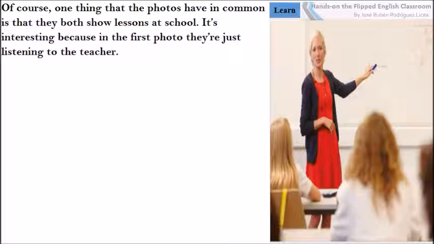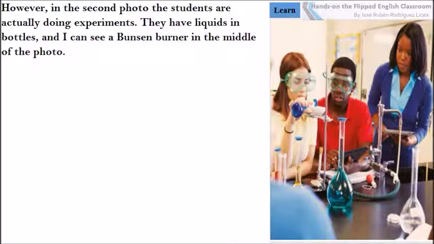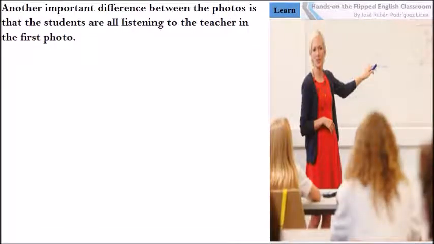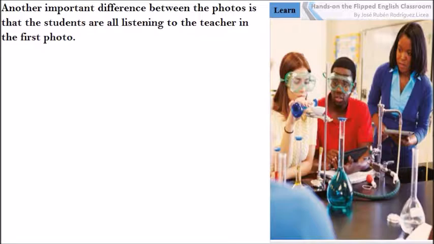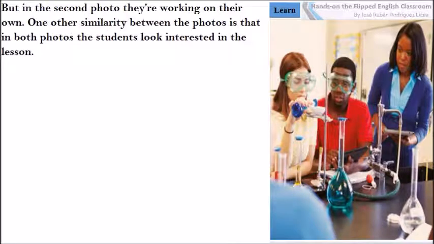It's interesting because in the first photo they're just listening to the teacher. However, in the second photo the students are actually doing experiments. They have liquids in bottles, and I can see a Bunsen burner in the middle of the photo. Another important difference between the photos is that the students are all listening to the teacher in the first photo. But in the second photo they're working on their own. One other similarity between the photos is that in both photos the students look interested in the lesson.